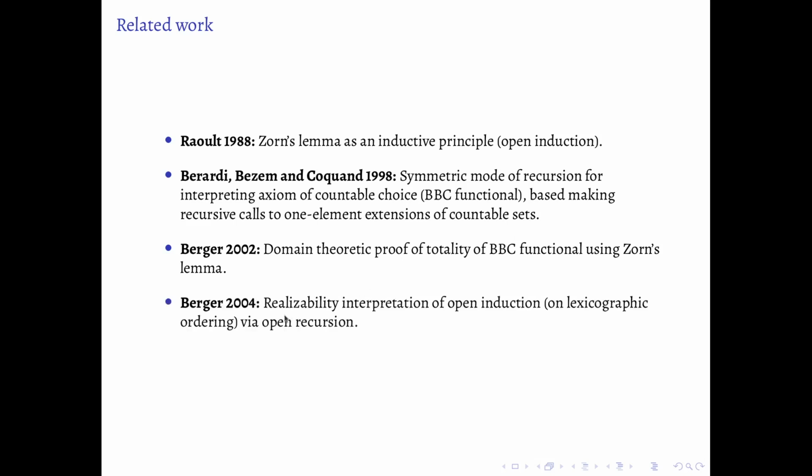And then I mentioned this paper before. In 2004, he extends this idea and presents a realizability interpretation of something called open induction. Open induction is an induction principle on the lexicographic ordering on infinite sequences. So this is a non-well-founded relation, but the induction principle works because there are additional assumptions. And he solves this using a form of recursion called open recursion. It's a form of recursion that's very naturally connected to the induction principle. And in a concrete sense, it generalizes the BBC functional. So these are the papers that inspired this work.